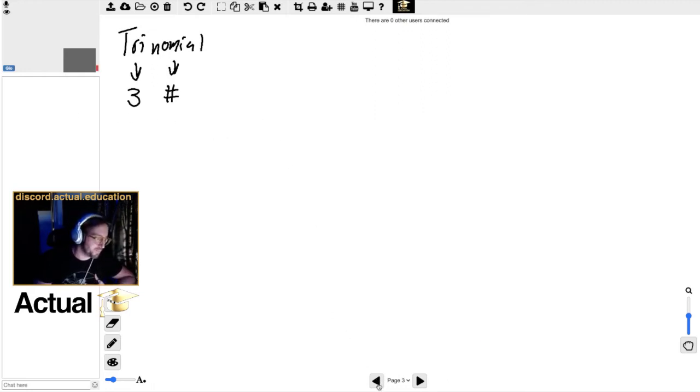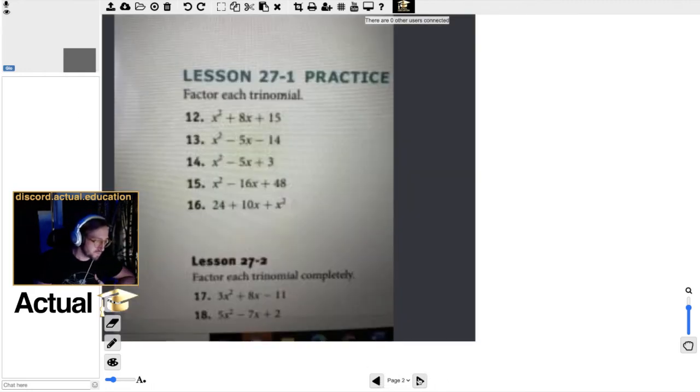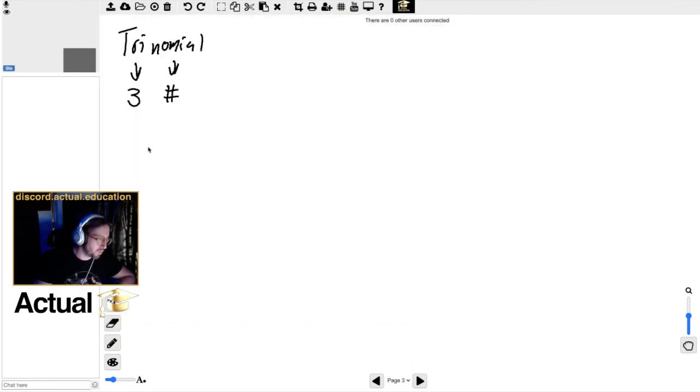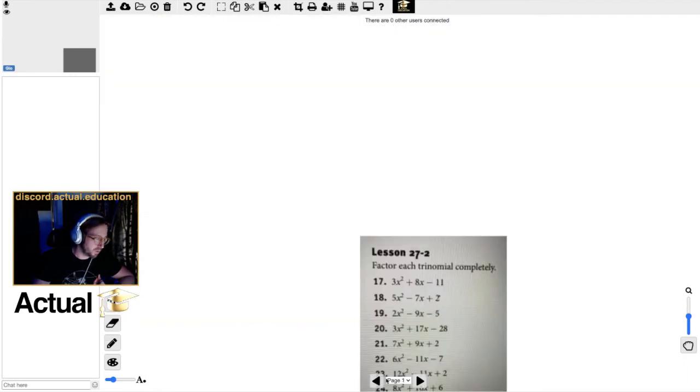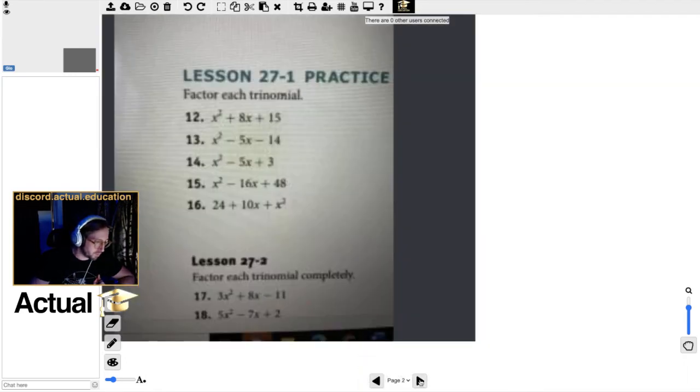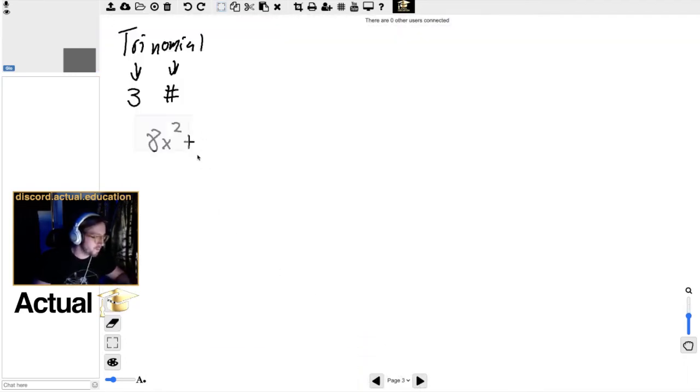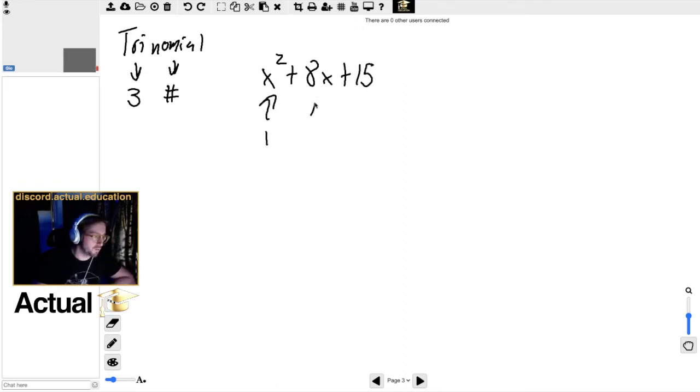Where's the easy one you guys do? x squared plus 8x plus 15. Okay, yeah. So this is an example of a basic trinomial. x squared plus 8x plus 15. You got 3 sets of things, and these are 3 things that can't be grouped together anymore, right? Because this stuff has x squared in it, this stuff has x, and this has a 15 in it.